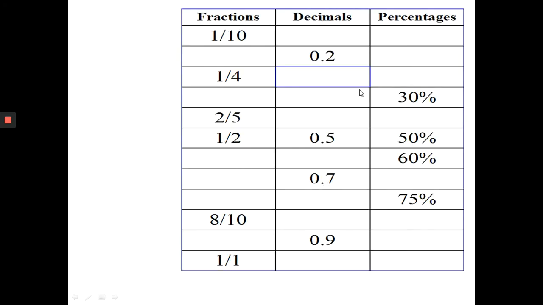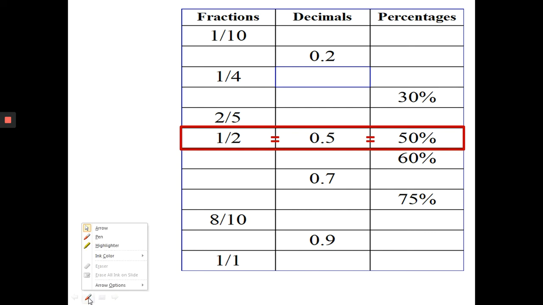Okay, so somewhere here, let's try to complete this. Okay, as you can see, we have here one row, I mean. These are all complete. The fraction, the decimal, and the percentage are given. So that's 1/2. That means 1/2 is equal to 0.5, and it's also equal to 50%.